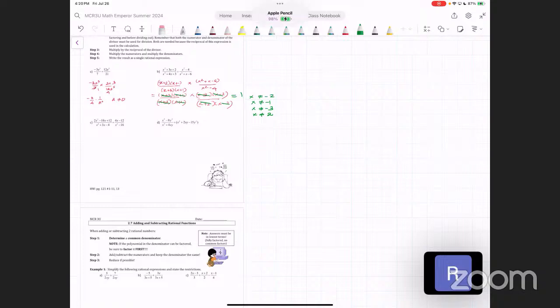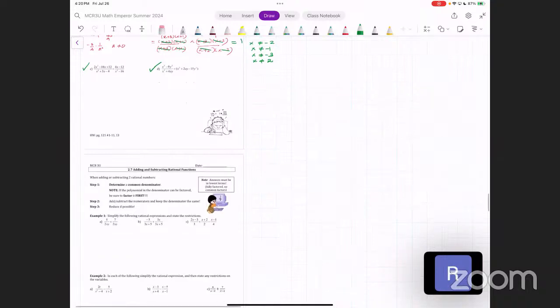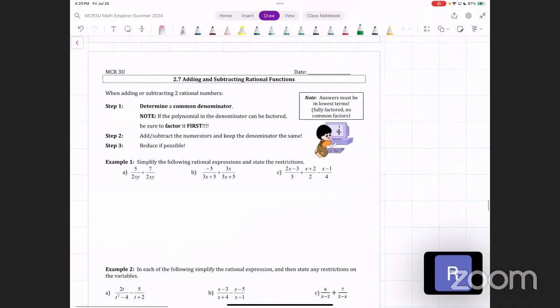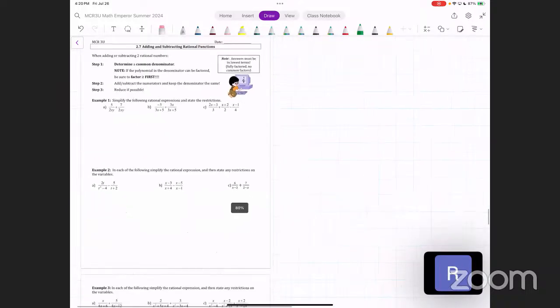Just following. All right, so I'm not going to work with C and D here. That's for you to play around with. So we've seen how to multiply and divide rational expressions. The next part is adding and subtracting rational expressions. This is what we're going to see next time.